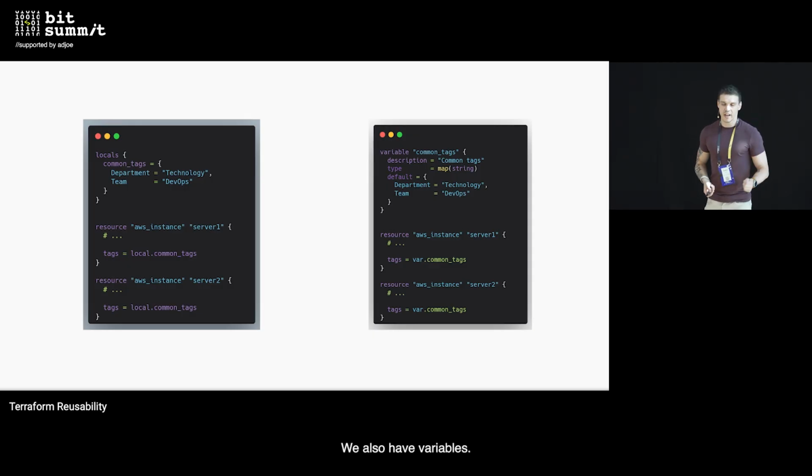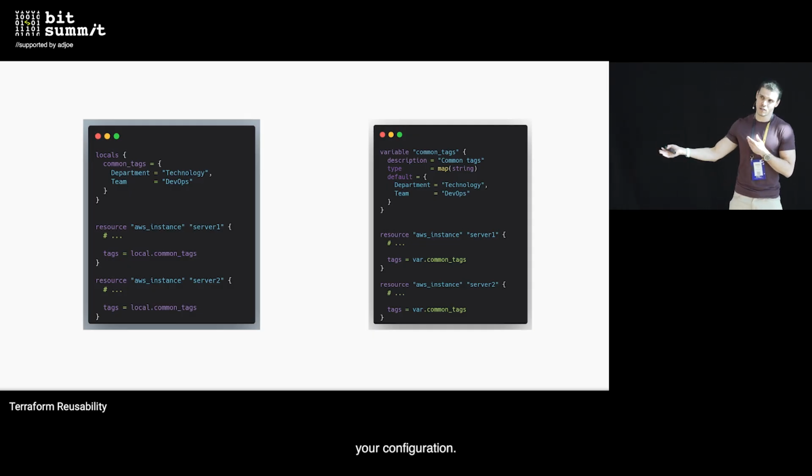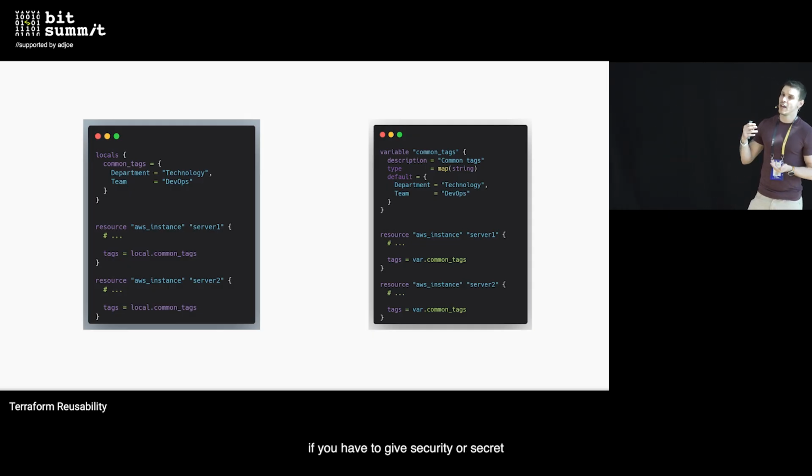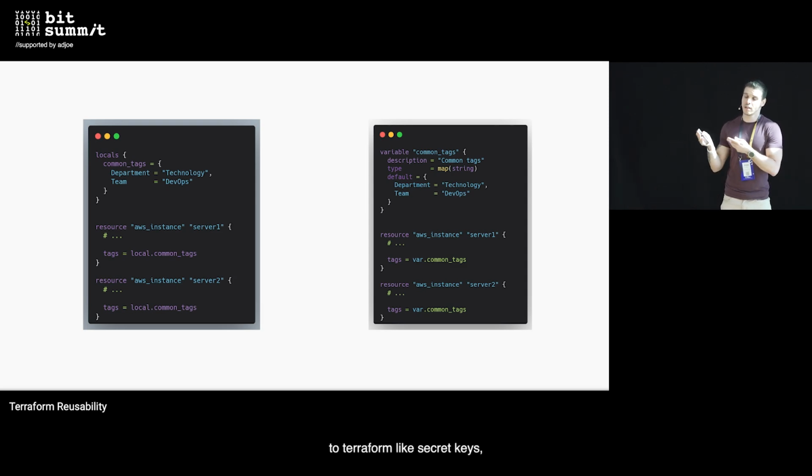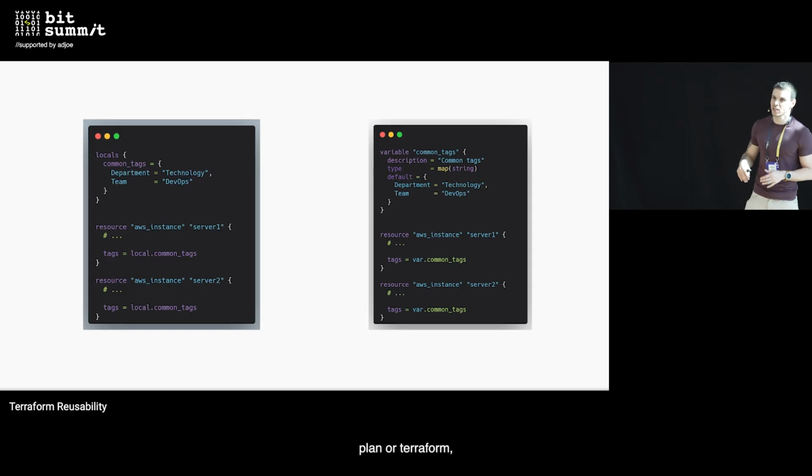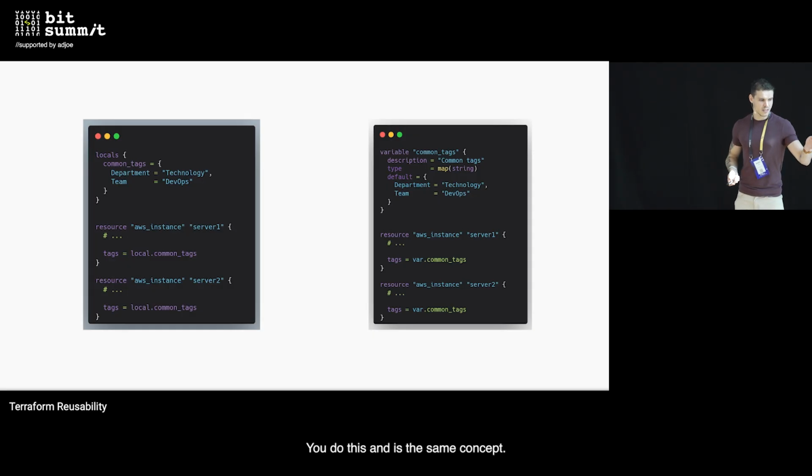On the right side, we also have variables, which are variables that have information coming from outside your configuration. So for example, if you have to give security or secret to Terraform, like secret keys, then you declare a variable, and you get it from the configuration outside during the run. For example, when you need to Terraform plan or Terraform deploy, you do this. And it's the same concept. You just declare the variables, and then you reuse them everywhere.